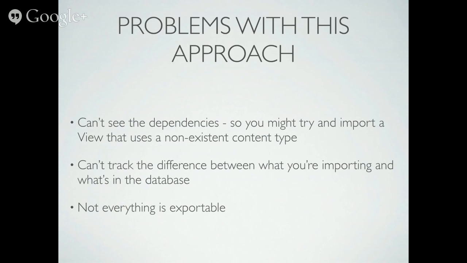So if you set up a new content type and you add a view and you add a context, you're going to end up with some dependencies between these things. So you have to actually add the content type before you add the view that displays the content type. And if you're just copying and pasting, you're not going to see these dependencies, so it might become kind of confusing. It's also hard to track the differences between what you're importing and what's in the database.